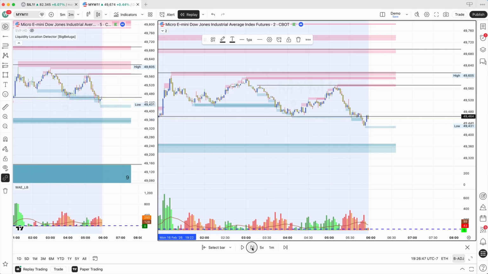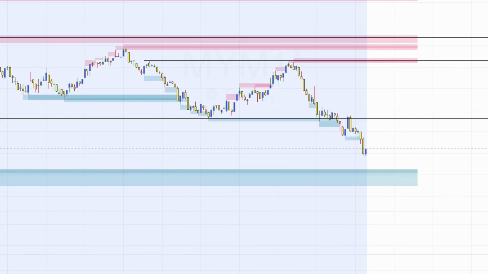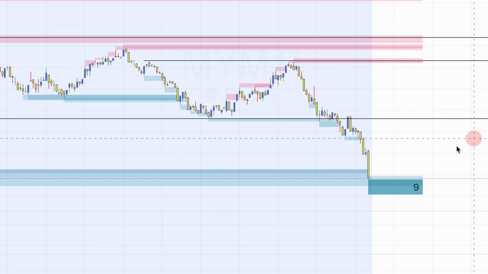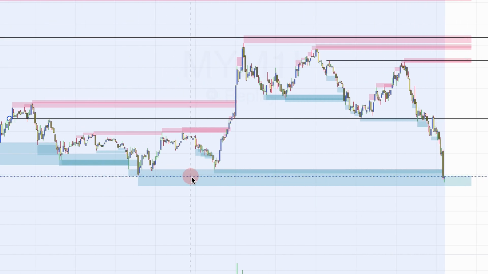I've got a close bar on the 2-minute, but I don't have a close bar on the 5-minute. So I'm not going to take the buy yet. It's still going down. It's still going down. Now I can see that I have another big level right here of liquidity.